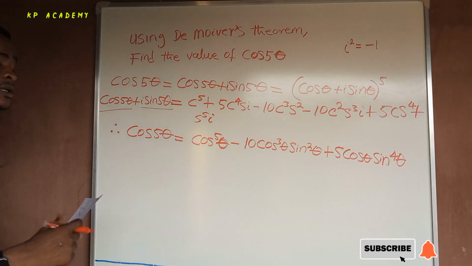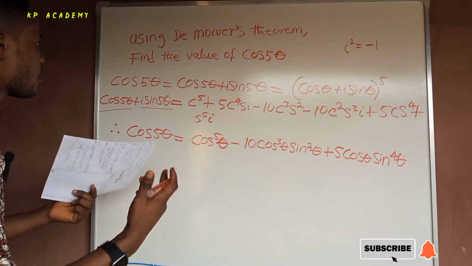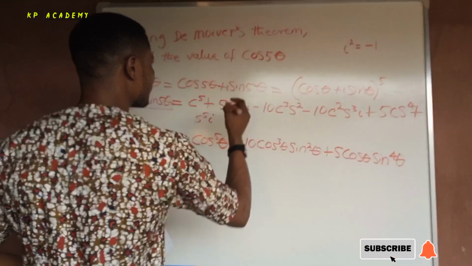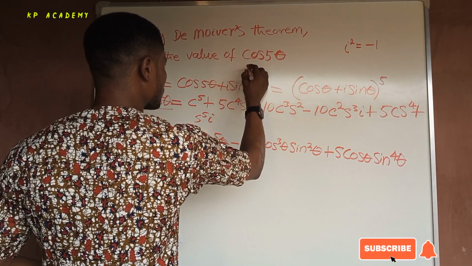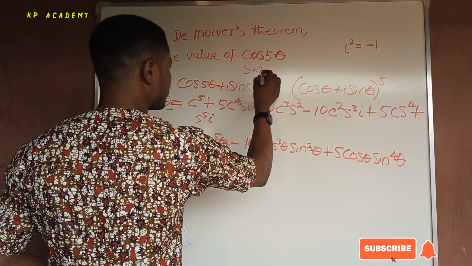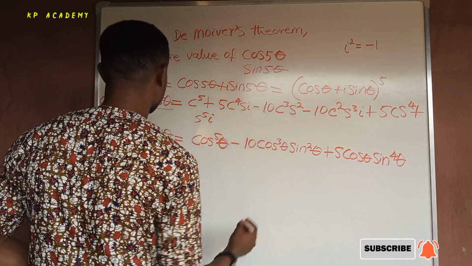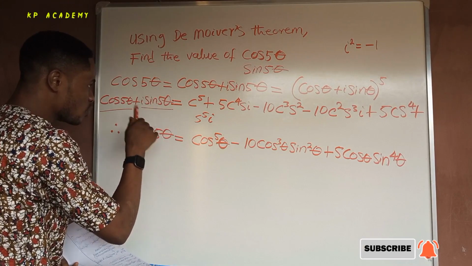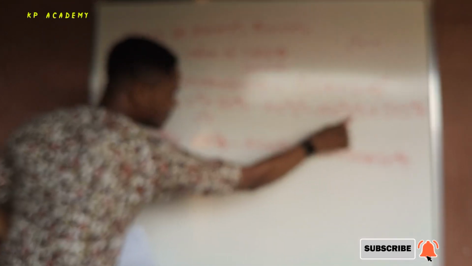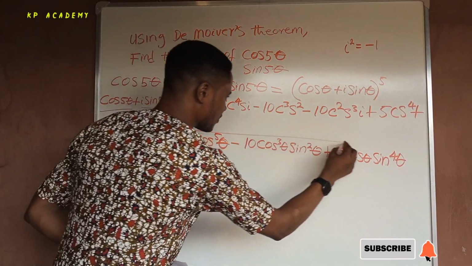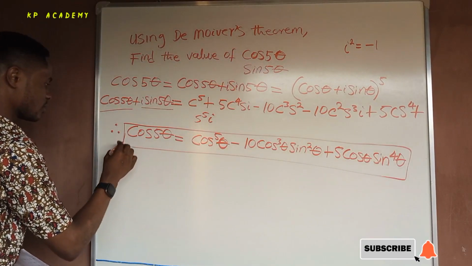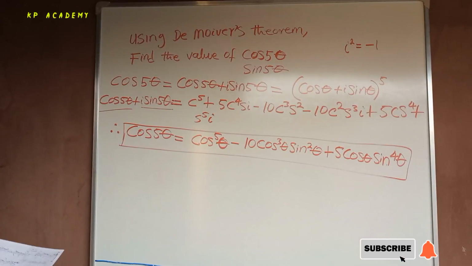Very important. Funny enough, if the question had said that we should find sine 5 theta, it would have been take this one, equate it with this, and this. But for now, cos 5 theta is the one we are asked to find. So that's it for this particular question. Do well to take down the notes. Thank you.